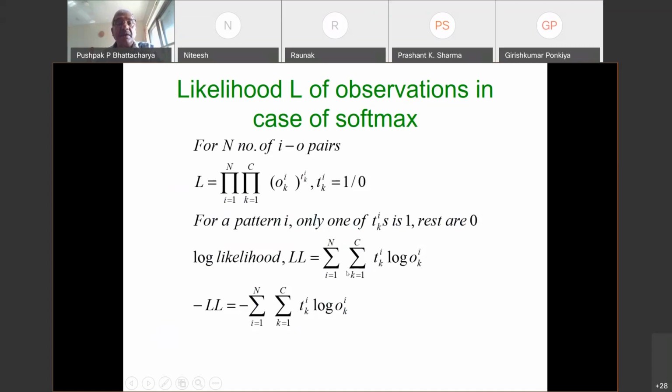Therefore, minimizing cross entropy is equivalent to maximizing likelihood.